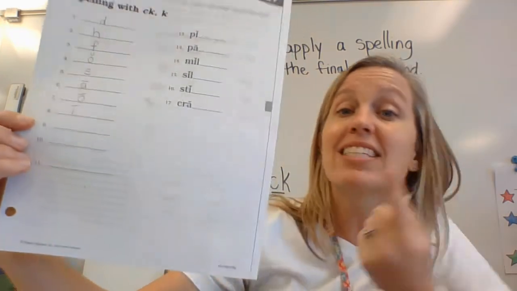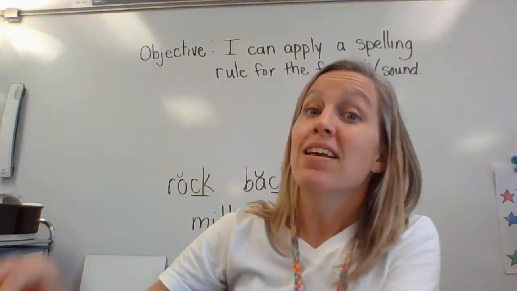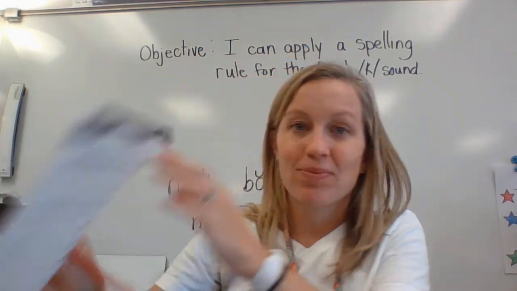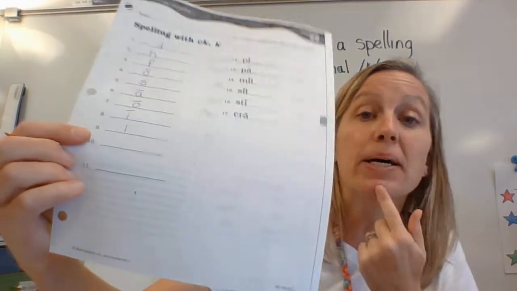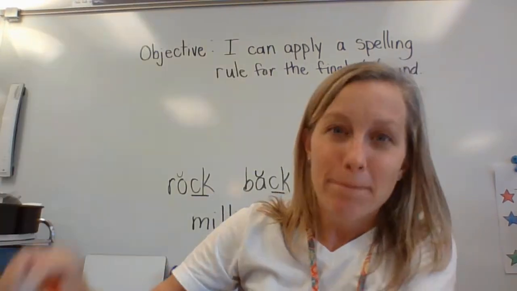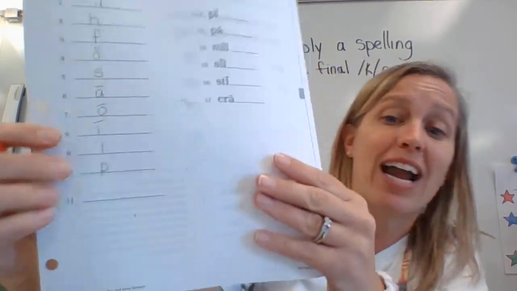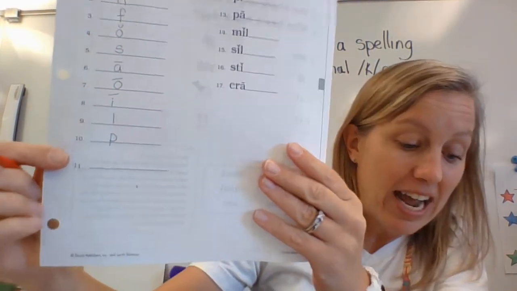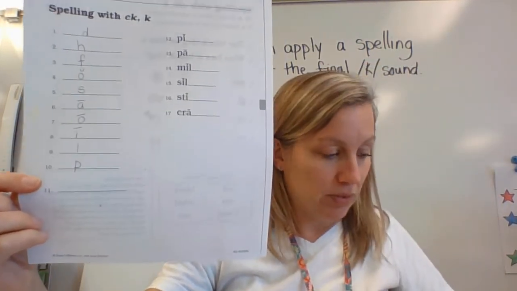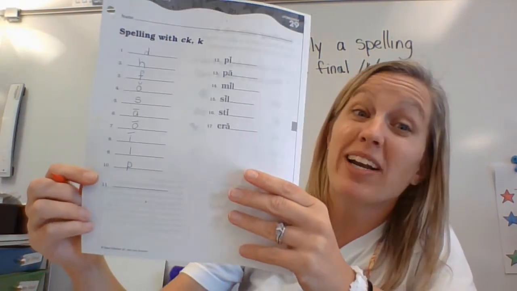Number 9, the sound is O. What letter? L. Write it. Number 10, the sound is P. What letter? P. Write it on the line going underground. All right, and number 11. Number 11, we're going to use our new spelling rule to do our next sound.